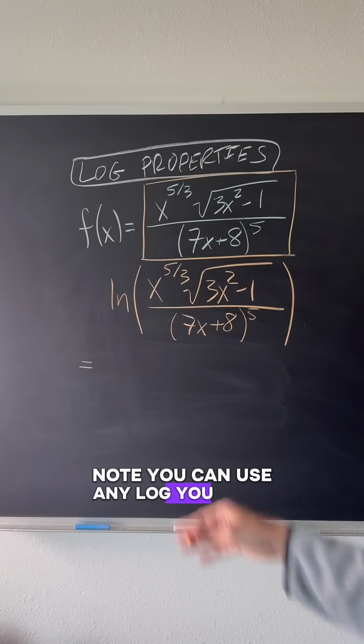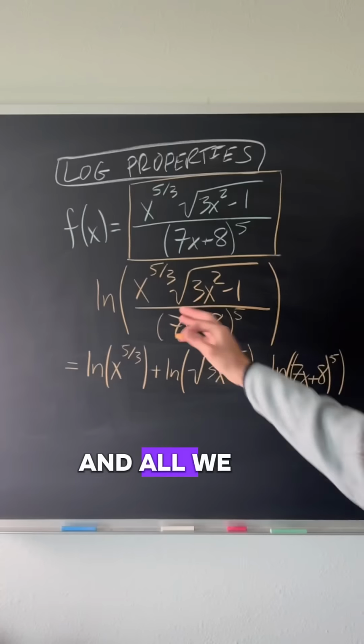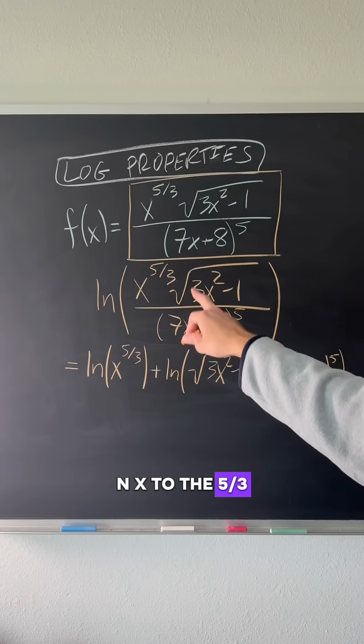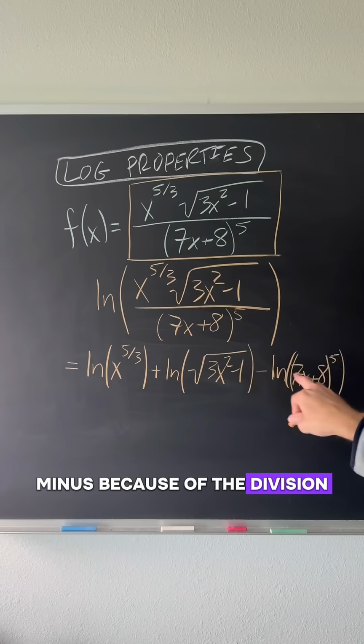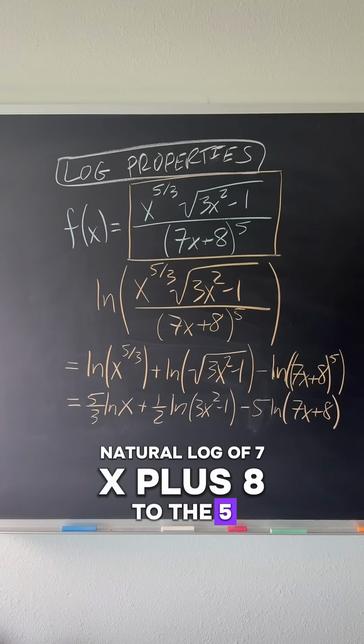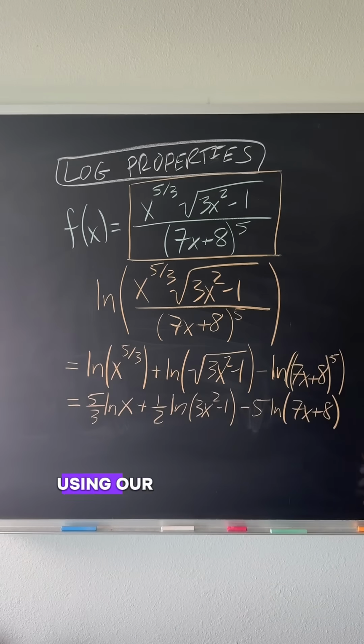Note you can use any log you want. I'm going to use natural log for simplicity, and what we get using our properties is ln x to the 5/3 plus, from the multiplication, ln of the cube root, minus, because of the division, natural log of 7x plus 8 to the 5. And what's left is to drop the exponents down using our third property.